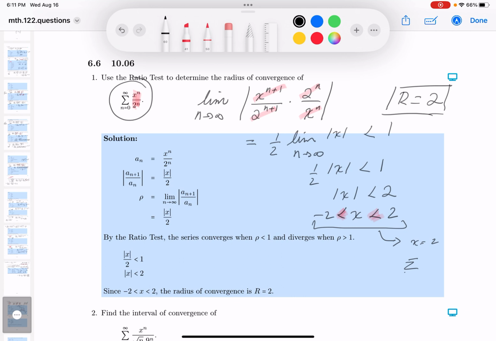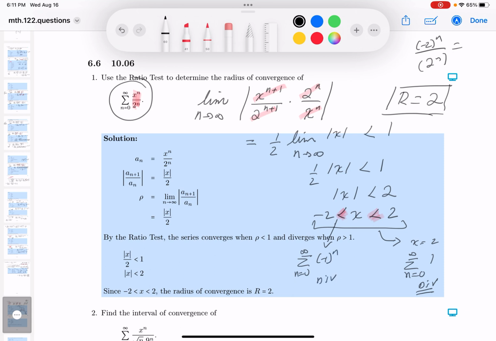What are you going to get? The sum, n equals 0 to infinity. If x is 2, you get 2 to the n over 2 to the n, which is 1, which is clearly divergent. I can't include that. Let's do the minus 2. What do you get over there? The sum, n equals 0 to infinity. This is a little more complicated, but if you look at that, it's minus 2 to the n over 2 to the n, which is going to give you minus 1 to the n.